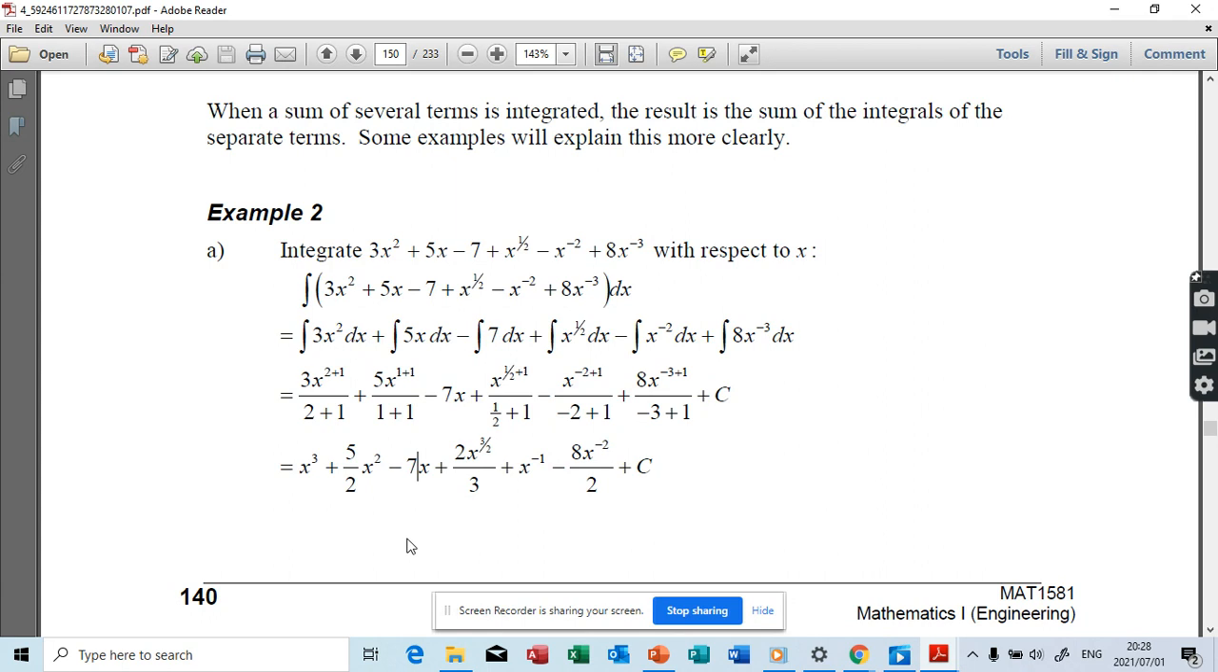We covered a lot of things today. You see, they're integrating this. You'll get 3x to the power 3 over 3. Then you'll get cubed. You see, guys, we did a lot of things.